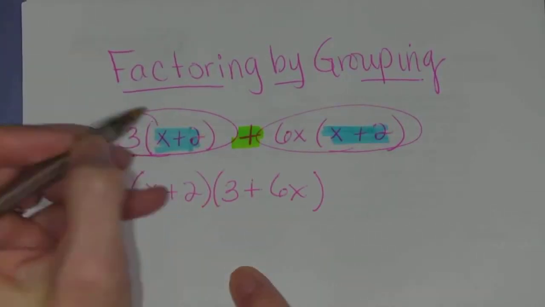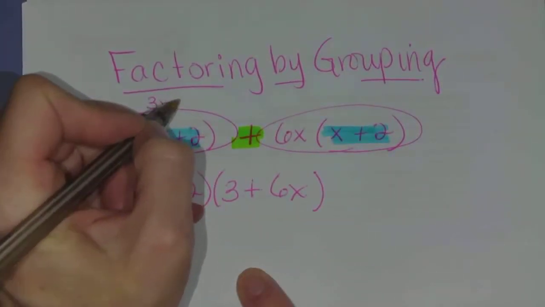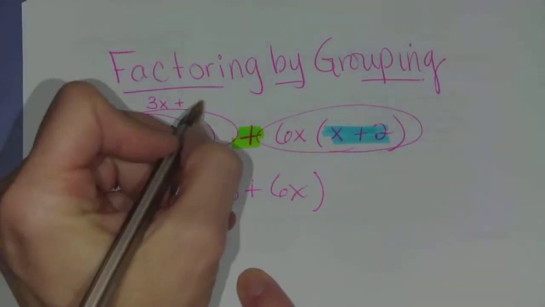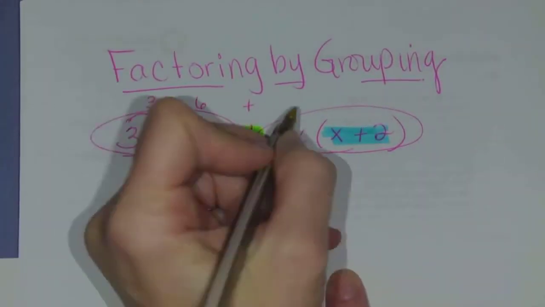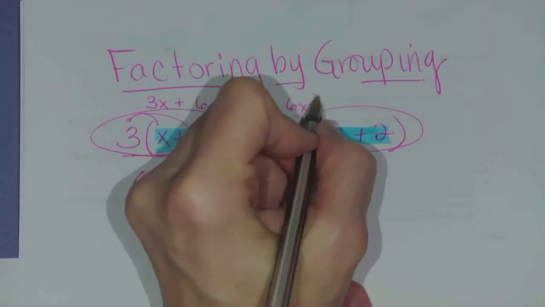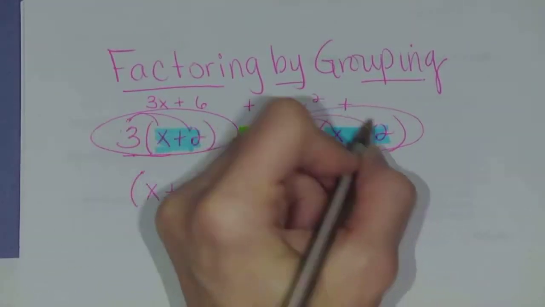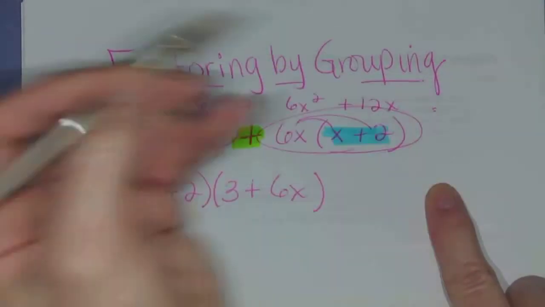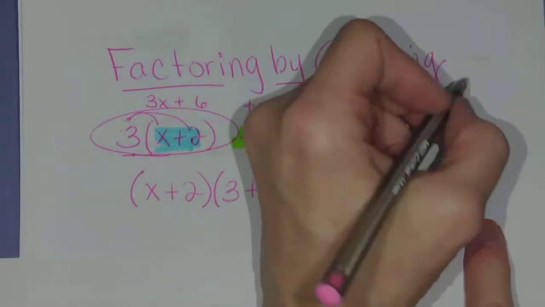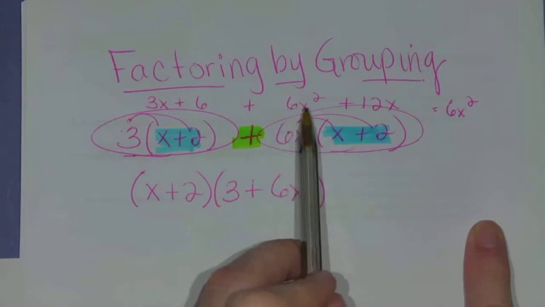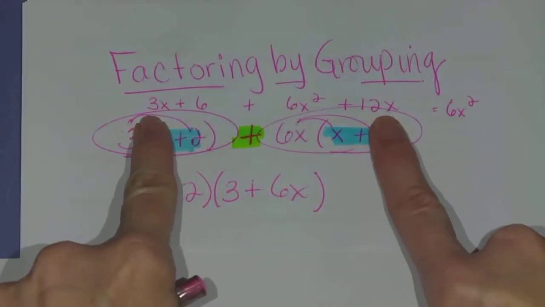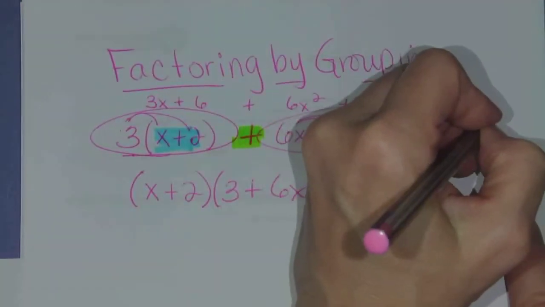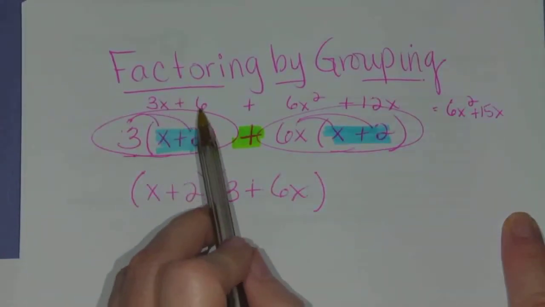So if you distributed the 3, it would be 3x plus 6, and then plus, and this would give us 6x squared plus 12x. And so if you combined your like terms here, you would have a 6x squared and a 15x, and then your lone 6 here.